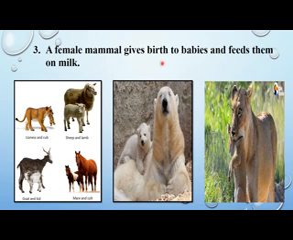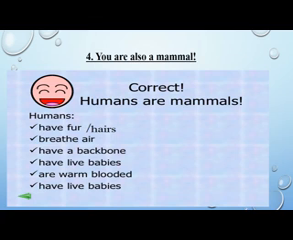Now a female mammal gives birth to babies and feeds them on milk. This characteristic is only present in mammals. They give birth to live babies, and their babies feed on their milk. You are also a mammal. Yes, human beings are mammals. Humans have hair, they breathe air, they have a backbone, they are warm-blooded, and they give birth to live babies. All these characteristics show that humans are mammals.